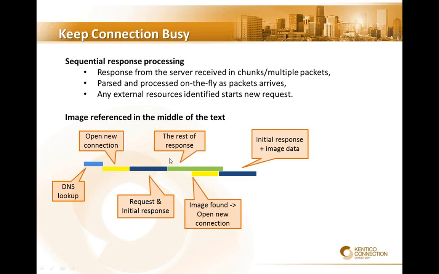In this example, we are talking about a page that has an image, an external resource, in the middle of the text. As you can see, as the rest of the response was retrieved, somewhere in the middle of that response the image was identified, and that's why a new connection was opened in parallel with the rest of the response being retrieved. And once the connection was open, the binary data for the image was retrieved.